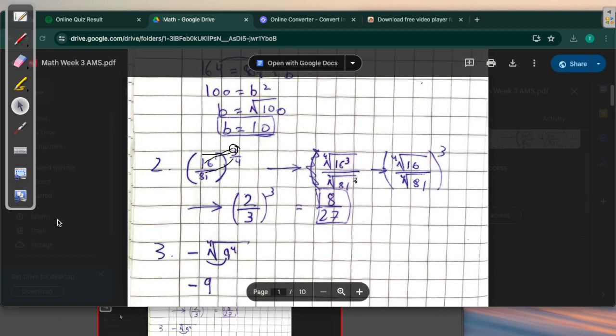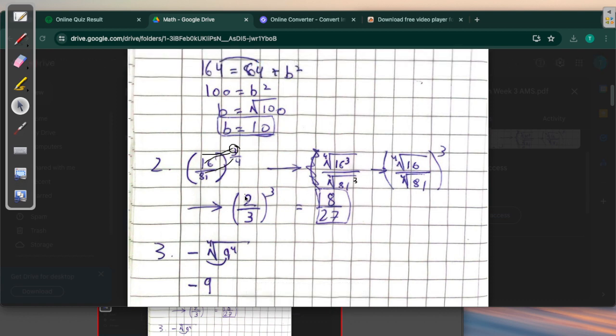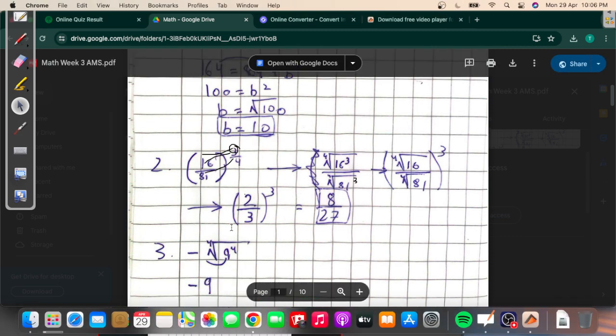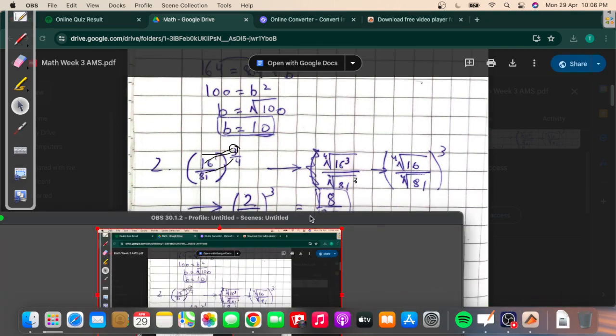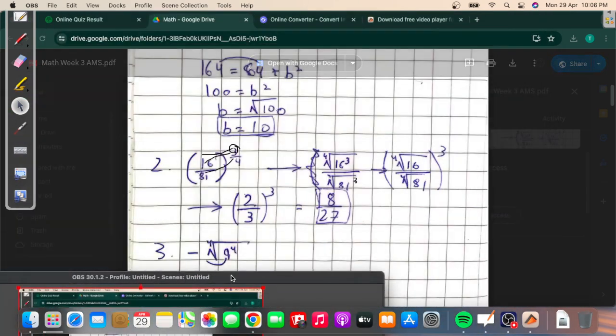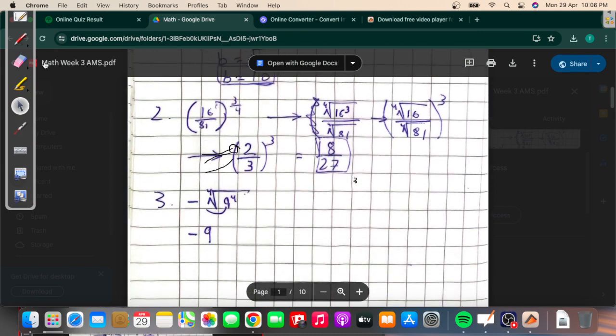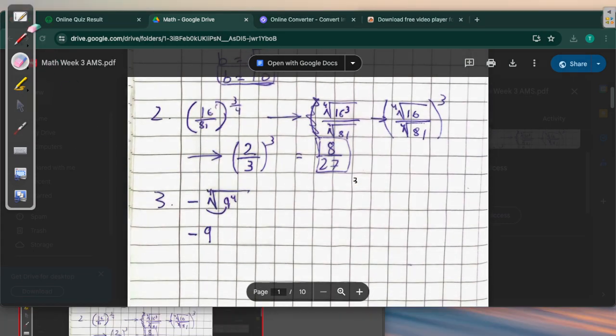You get this 2 to the 3, 2 over 3 to the cube, and you just expand the cube, which gives you this. That's not what I wanted to do. I wanted to check OBS for a second if it's overloading the encoder. It's not. Okay, we're fine. Okay, so 3. I have the question written down. You just cancel this with this, which leaves you with -9, and that's your answer.